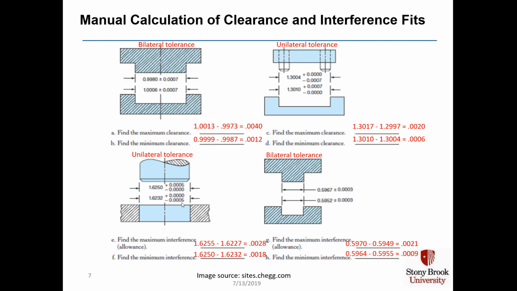And we can calculate a bilateral tolerance for max and minimum interference. Here's the pin, 0.5967 plus or minus 0.0003, and the hole is 0.5952 plus or minus 0.0003. And then the maximum interference allowable is 0.0021 and the minimum is 0.0009.